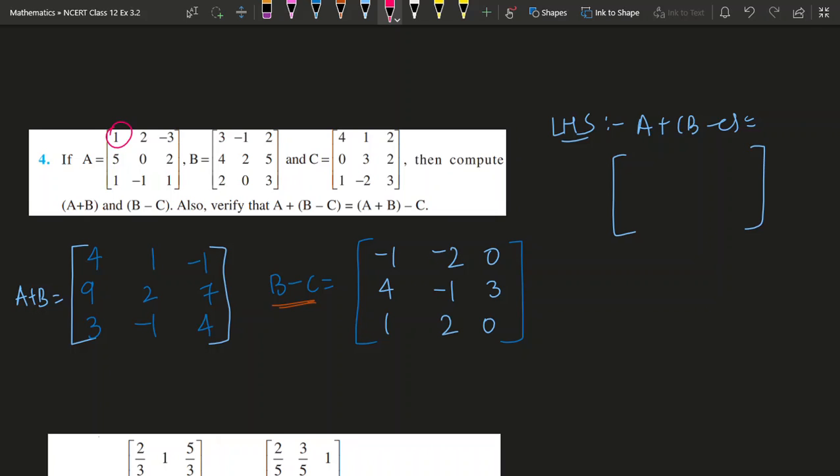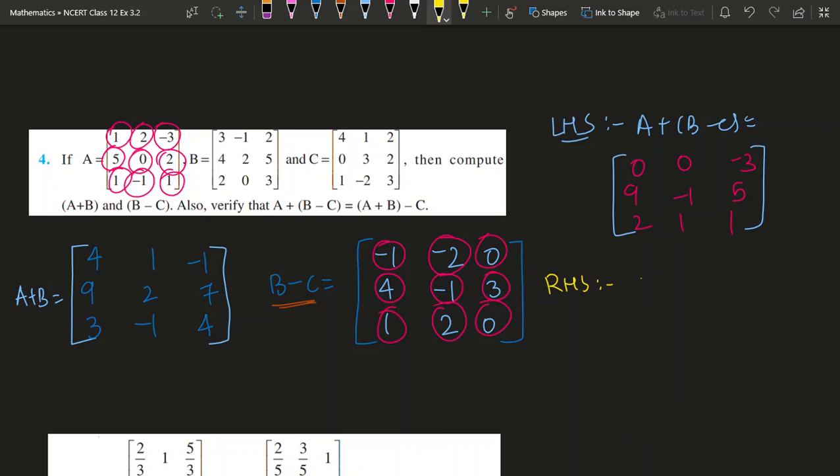1 and negative 1 give you 0. 2 and negative 2 give you 0. Negative 3 and 0 give you negative 3. 5 and 4 give you 9. 0 and negative 1 give you negative 1. 2 and 3 give you 5. 1 and 1 give you 2, negative 1 and 2 give you 1, and 1 and 0 give you 1 as well. And let's compute the right hand side.